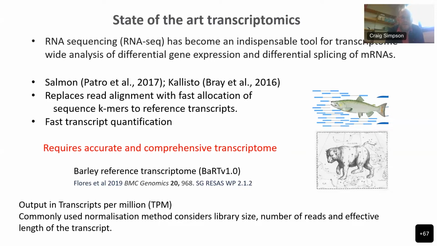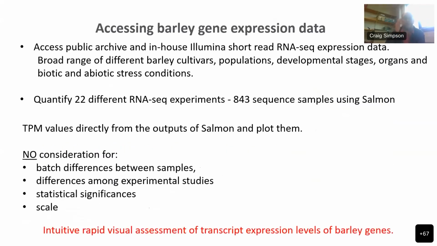And so then we can generate values for RNA-seq data sets. And the output for that we get in transcripts per million. So this is a commonly used normalization method, and that considers library size, the number of reads, and effective length of the transcripts. So that's how we're generating the numbers.